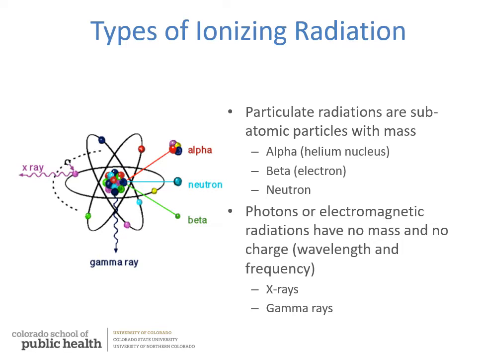So an alpha particle is 2 protons and 2 neutrons. It's essentially the same thing as a helium nucleus. A beta particle is essentially just an electron that escapes, and a neutron is a neutron.